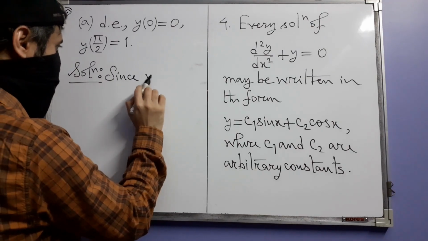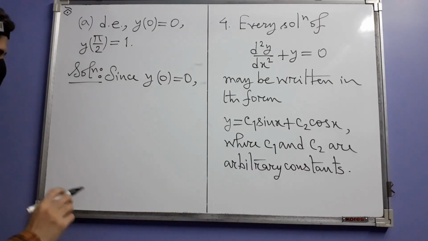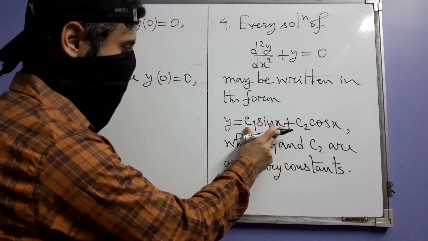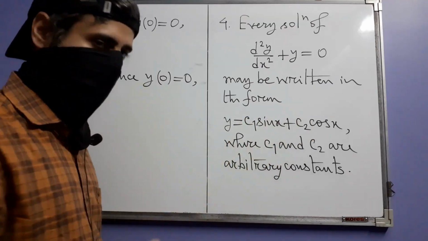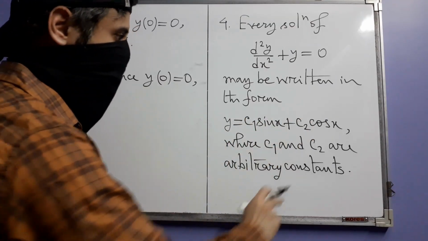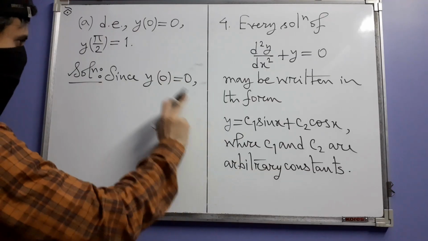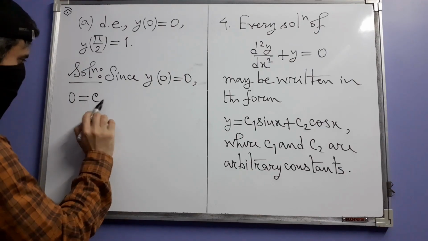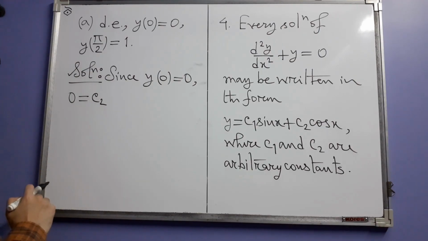Since y of 0 is equal to 0, what shall we get if we substitute x equal to 0 here? This part will vanish because sin 0 is 0. Cos 0, however, is 1. So we will get C2. And the left hand side is 0 and the right hand side is C2. So actually we are already getting C2 equal to 0.